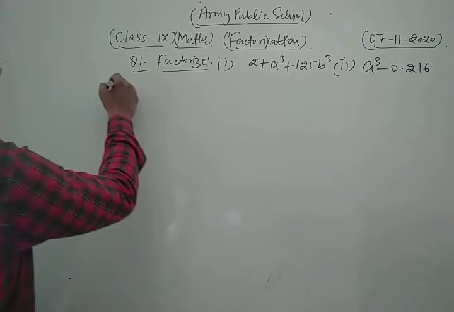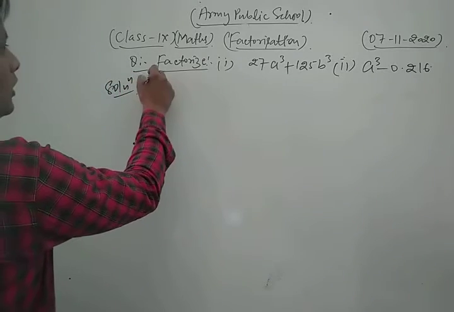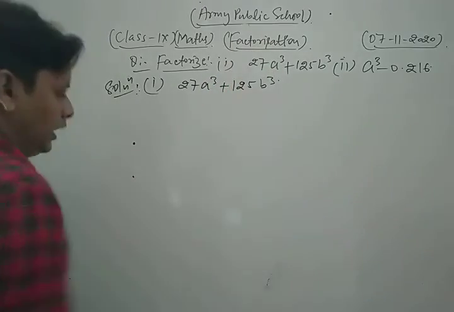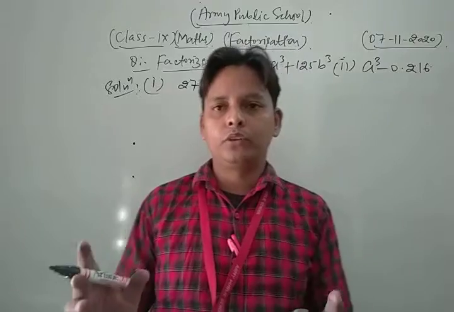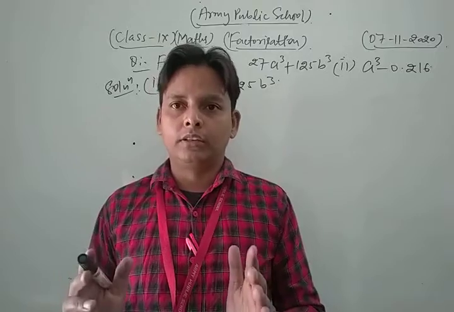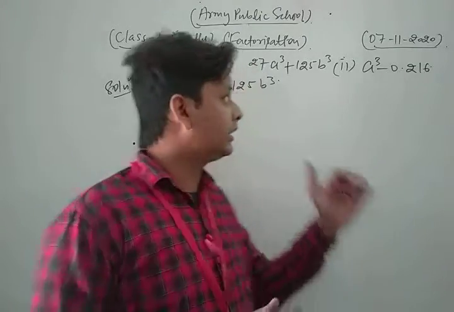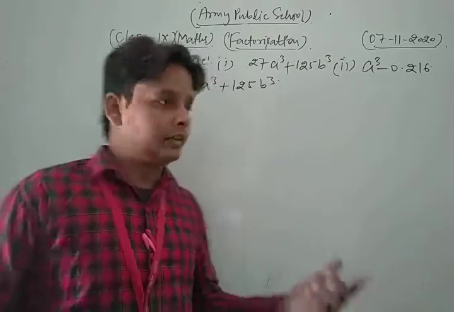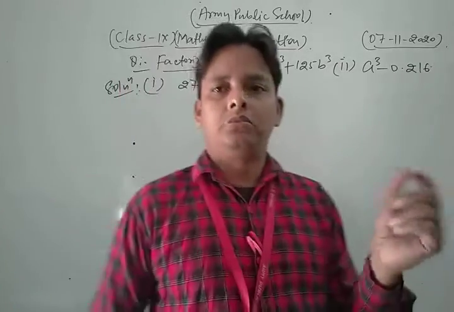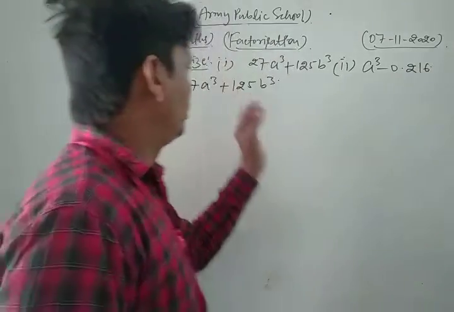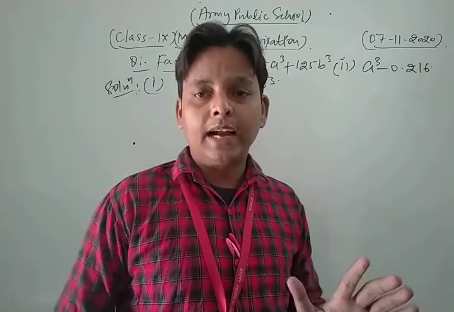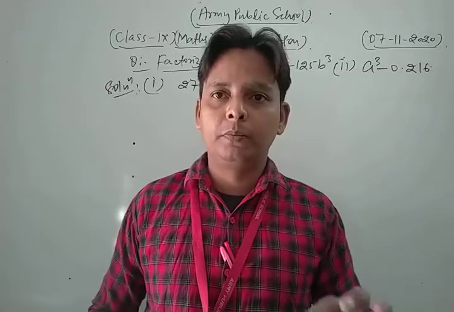Let's see. We take the first part of this question, which is 27a³ + 125b³. In this type of question, first of all you observe the question, and then you think about which identity it is based on. So we write 27a³ as (3a)³, and we write 125b³ as (5b)³. So this question is based on the identity a³ + b³.